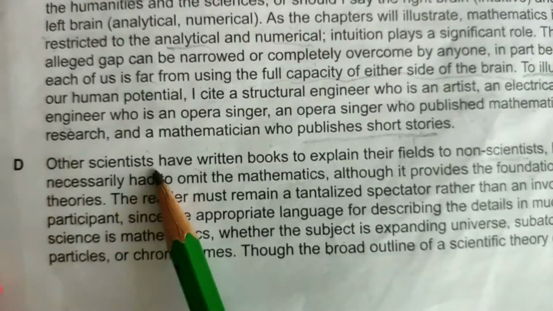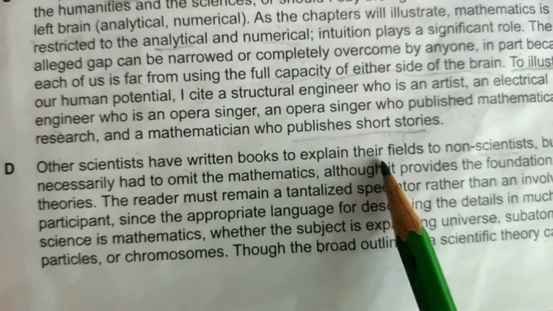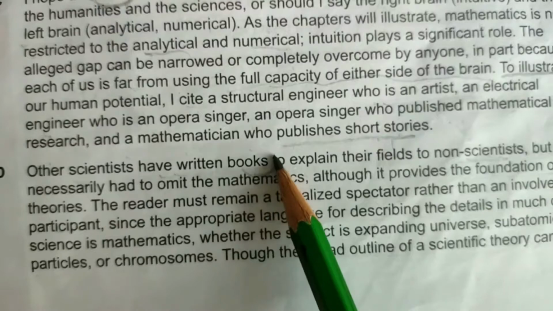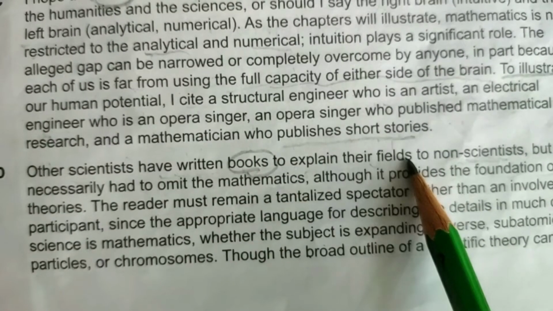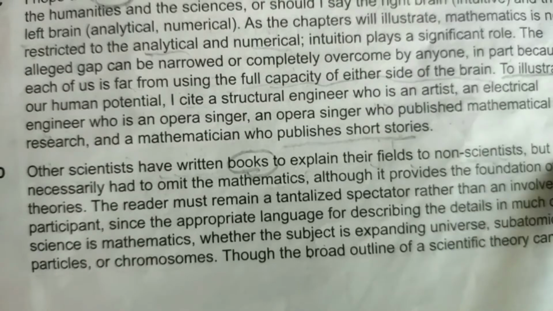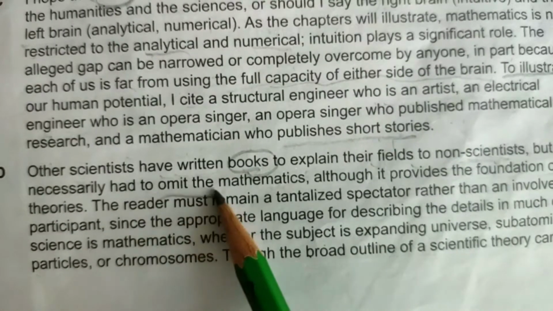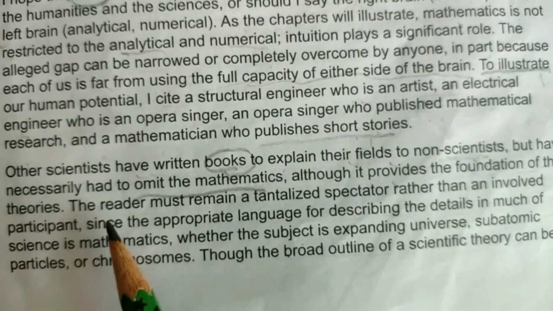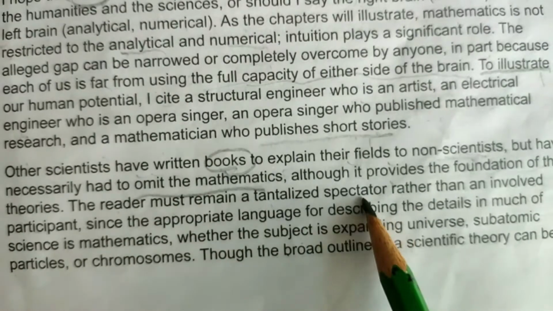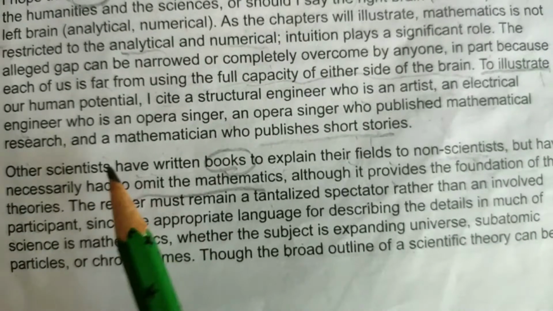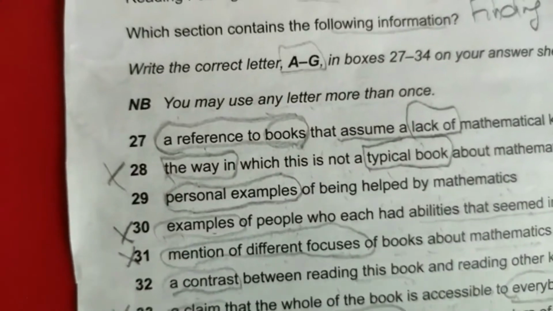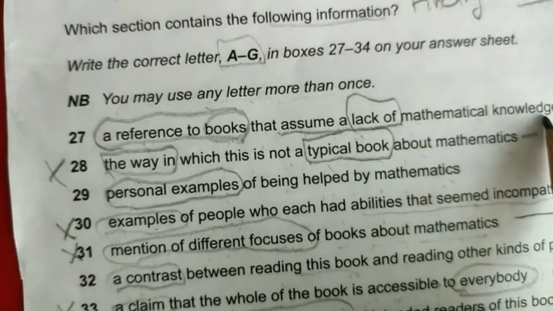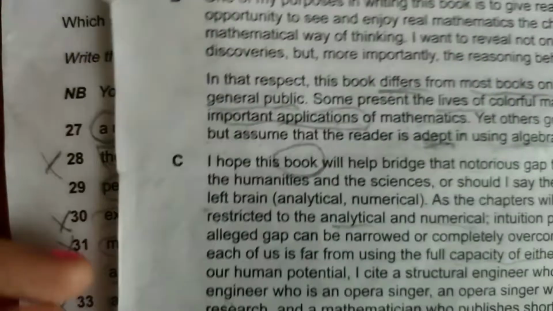D. Other scientists have written books to explain their fields to non-scientists, but necessarily have to omit the mathematics, although it provides the foundation of their theories. The reader must remain a tantalized spectator rather than an involved participant. Okay, let's read the question again. A reference to books that assume a lack of mathematical knowledge. Here is what the statement is saying.